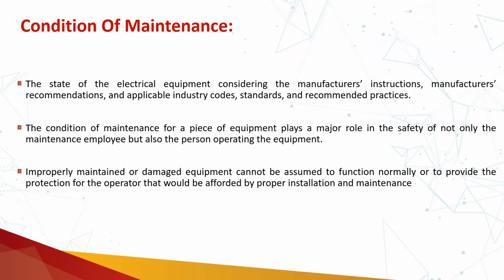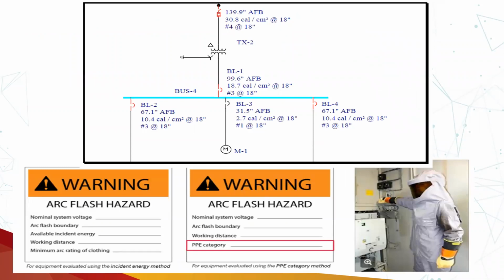Then moving to another concept, condition of maintenance. Why is it important to have the condition of maintenance? Because we know that improperly maintained or damaged equipment cannot be assumed to function normally and to provide the protection for the operator that would be afforded by proper installation and maintenance. So if we are not maintaining our electrical equipment or its functions correctly, firstly there is a chance of an arc flash, right?